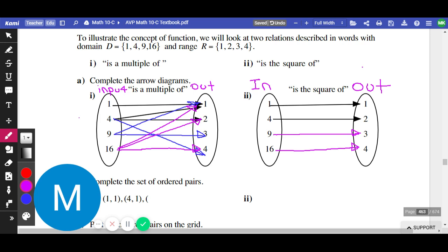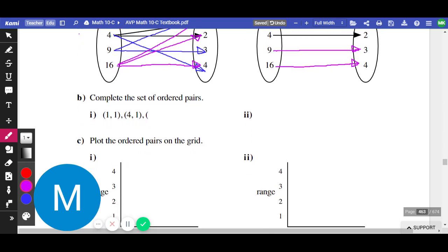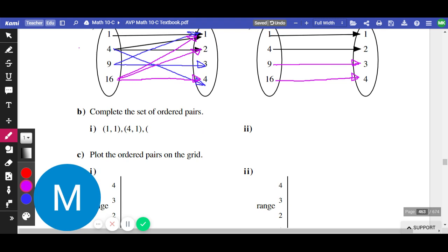Fantastic. We're going to take that data and we're going to write it as ordered pairs. Okay, so we have these things here. We're going to write them out as ordered pairs. The first one's going to have quite a few. So we have 1, 1 is an ordered pair. 4, 1 is an ordered pair. 4, 2 is an ordered pair. 4, 4 is an ordered pair.